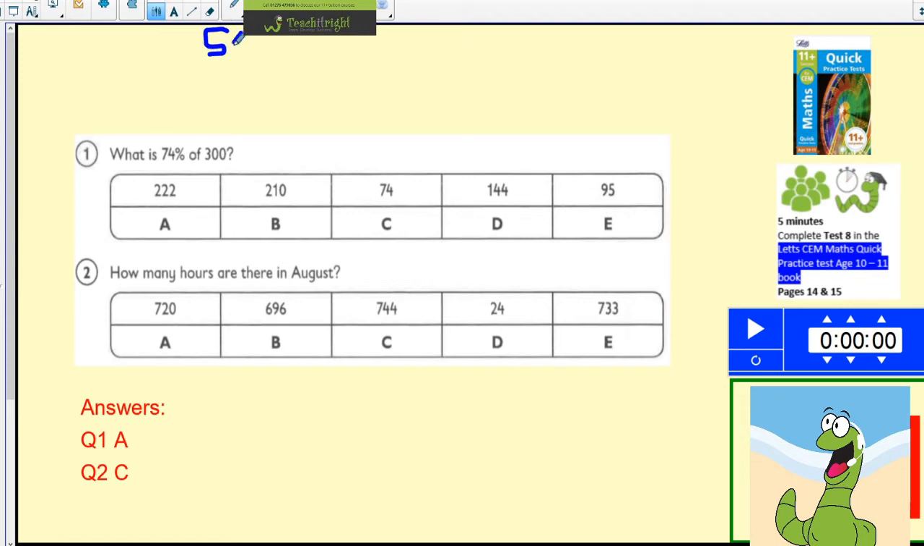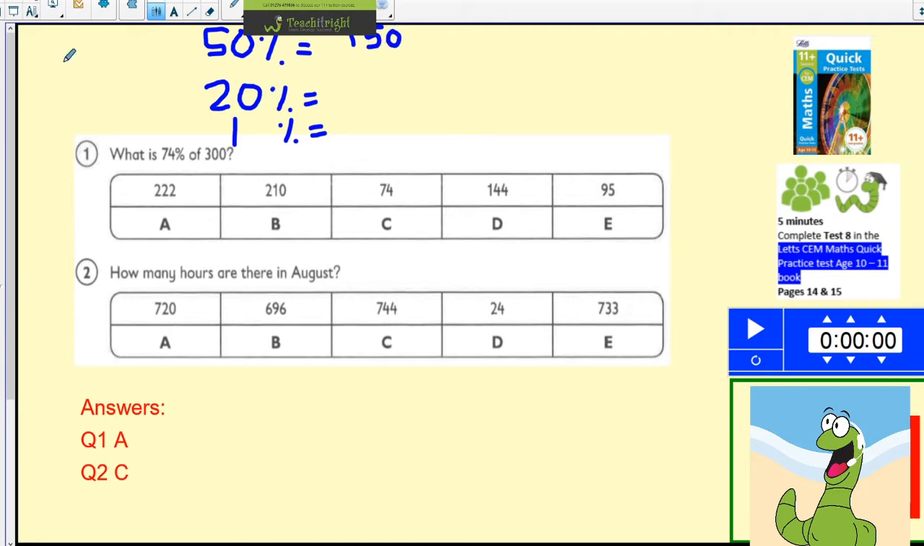Well, I might have worked out 50%. Maybe I'd have gone to 20%, or I'd have done 10% twice, and then I'd have worked out 1% and added that 4 times. So let's go through it now. 50% of 300, I remember that, that's half. So half of 300 is 150.